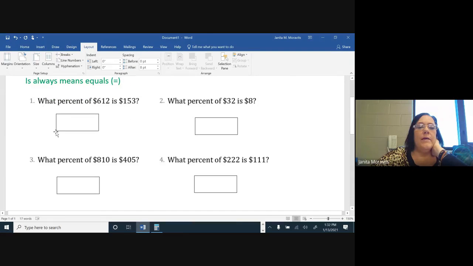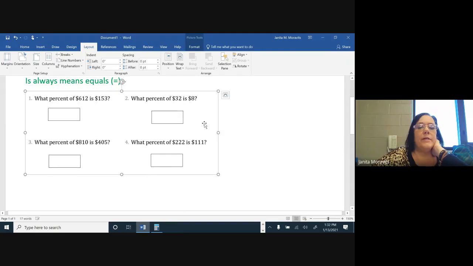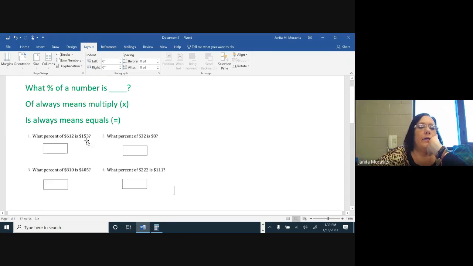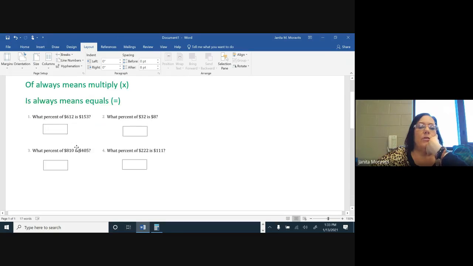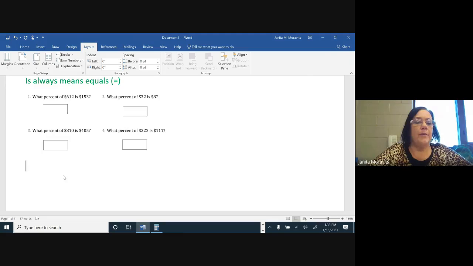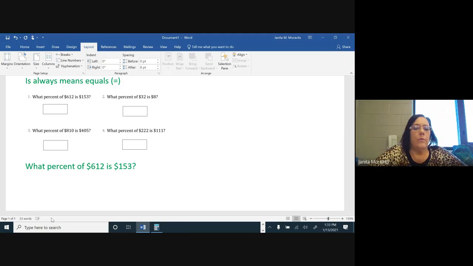All right, so first of all, I'm going to shrink this a little bit so that we can see more of what we're doing. Okay, here we go. So we're going to have what percent of $612 is $153. So we're going to put that right here. What percent of $612 is $153? Okay. So we don't know the answer to that, so we're going to have to figure that out. So we're going to have some percent, we don't know what it is, times 612. We can take the dollar sign off for right now. Equals 153.